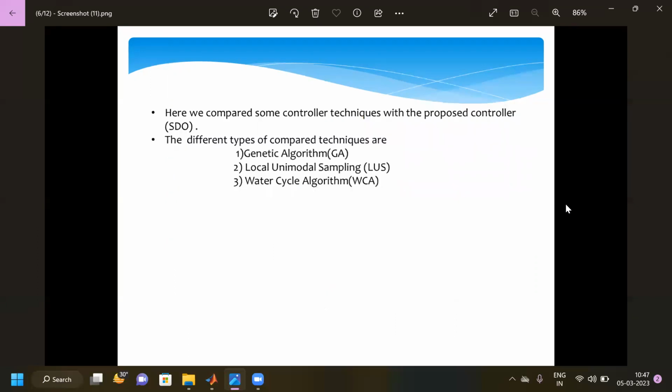Next, because the AVR can't do this solely, we need a PID controller. In this PID controller, we have taken some techniques: genetic algorithm, local unimodal sampling, water cycle algorithm, and the proposed technique is Simulink design optimization. The genetic algorithm, local unimodal sampling, and water cycle algorithm are the compared techniques. We'll compare these with the proposed controller, that is SDO, Simulink design optimization.